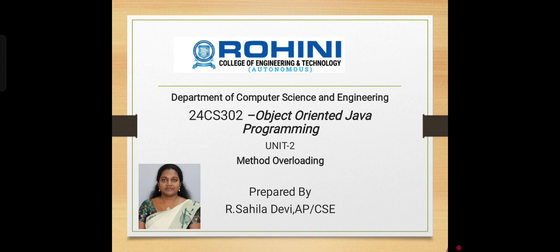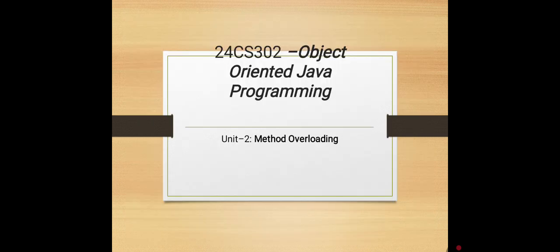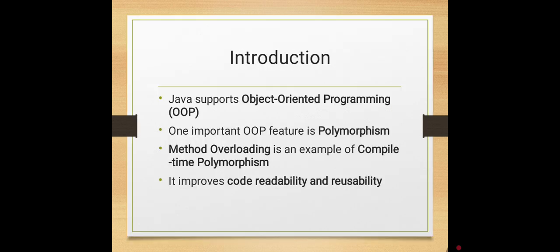Today, we are going to discuss the subject 24 CS 302 Object-Oriented Java Programming. In Unit 2, we are going to discuss method overloading. In this session, we are going to study method overloading, which is an important concept in Unit 2. Java supports object-oriented programming. One of the main features of object-oriented programming is called polymorphism. Method overloading is an example of compile time polymorphism.